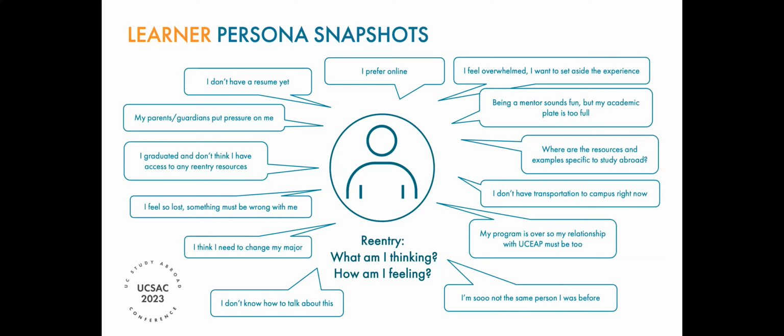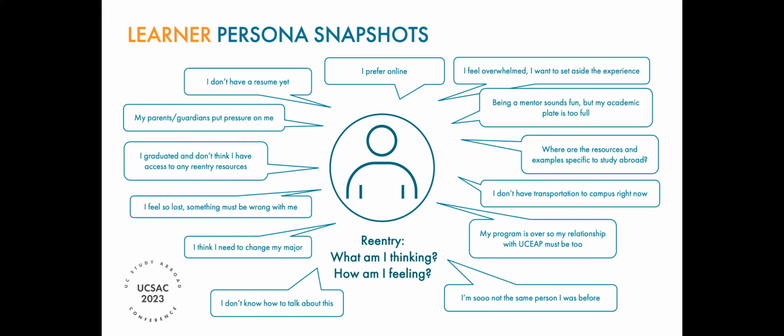What skills, knowledge, attitudes, or behaviors do we want them to gain? And how does that measure up to what they tell us they feel like they're missing? How do those things align? So we developed several different learner personas.